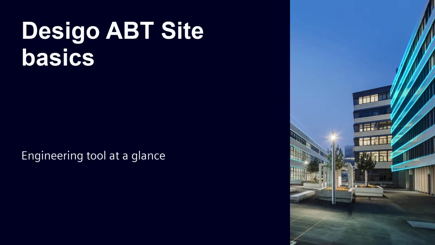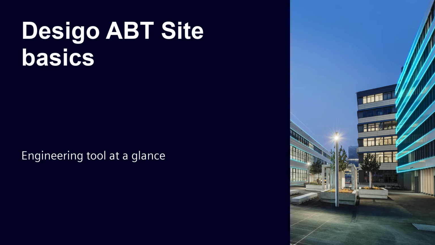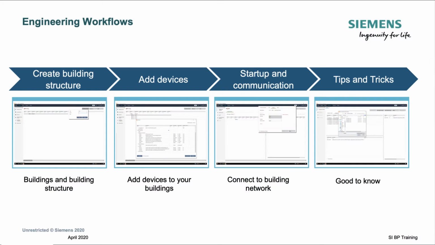Welcome to this training about the engineering and commissioning tool ABT site. Module 2. In this training we will cover the topics of create building structure, add devices, start up and communication, and finally some tips and hints. It will not cover the different product engineering tasks. For the specific products, you will find other detailed training modules on our MyLearning platform.